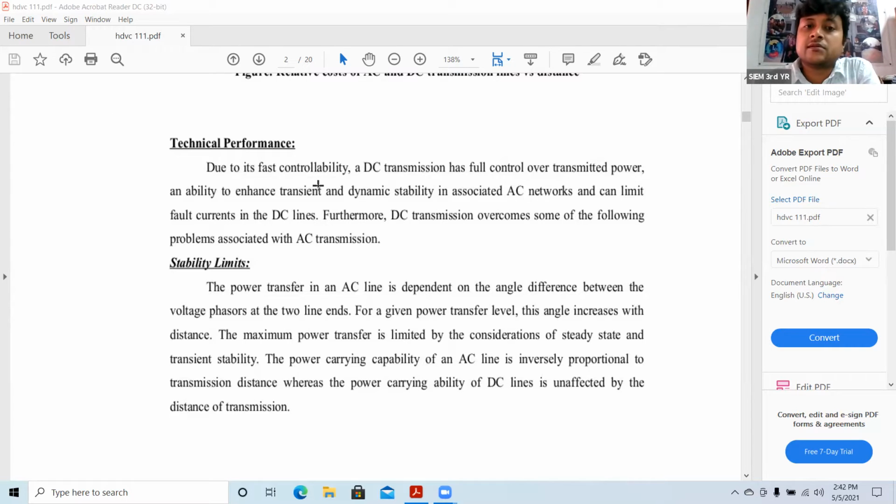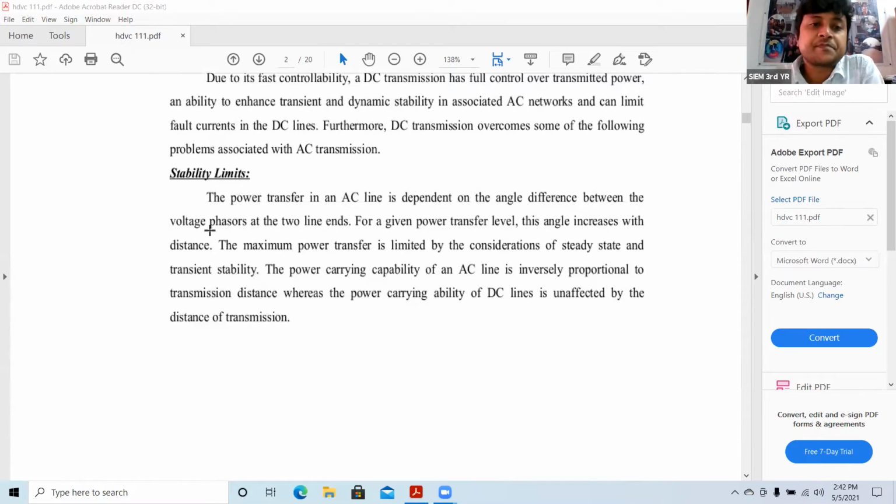So due to the fast controllability, a DC transmission has full control over transmitted power and the ability to enhance transient and dynamic stability in the associated AC network, and can limit fault currents in the DC lines. Furthermore, DC transmission overcomes some of the following problems associated with AC transmission, like stability limits.